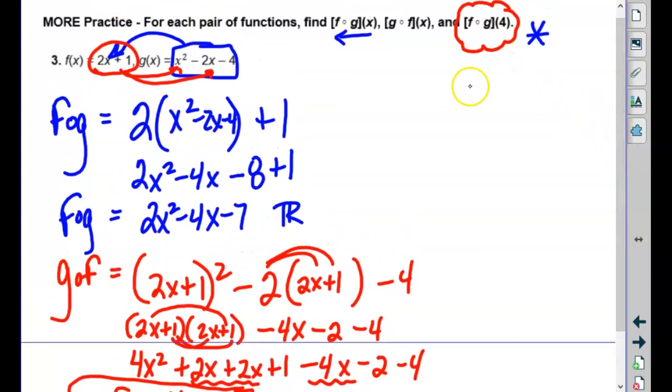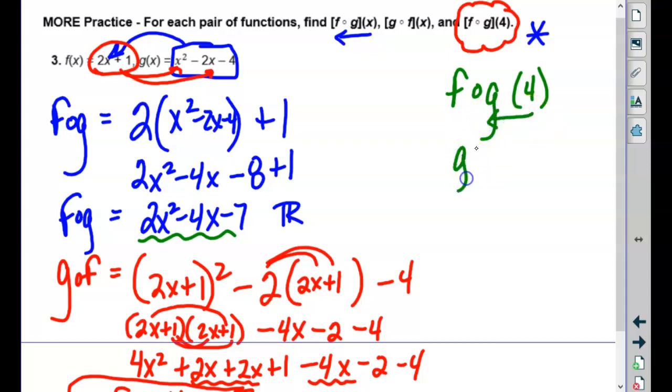If I ask you on a quiz to find f of g of 4, my suggestion is you don't do all of this craziness and put a 4 in here for f of g. We already found it, so we could put a 4 in there. But could we have messed up before then somewhere? Yeah. So my suggestion is you just put the 4 into the g.